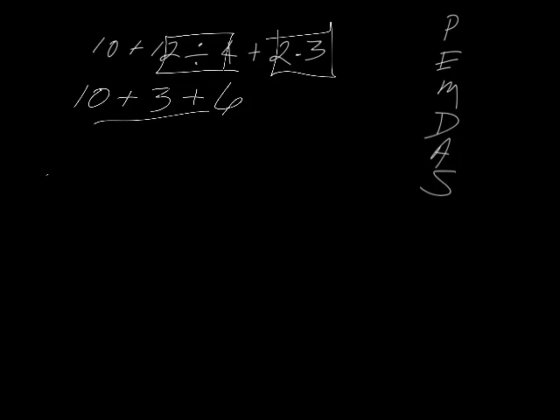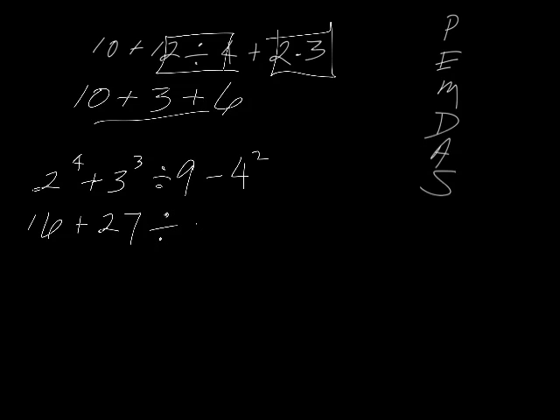All right, last one is E: 2 to the fourth plus 3 cubed divided by 9 minus 4 squared. And we're going to do our exponents first. So we get 2 times 2 is 4, times 2 is 8, times 2 is 16. 3 times 3 is 9, times 3 is 27, divided by 9 minus 16.